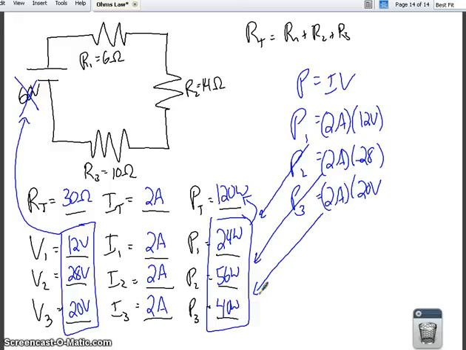So that is series circuits for you. We have covered current, resistance, power, and voltage in a series circuit, which is a single path from the positive terminal to the negative terminal.